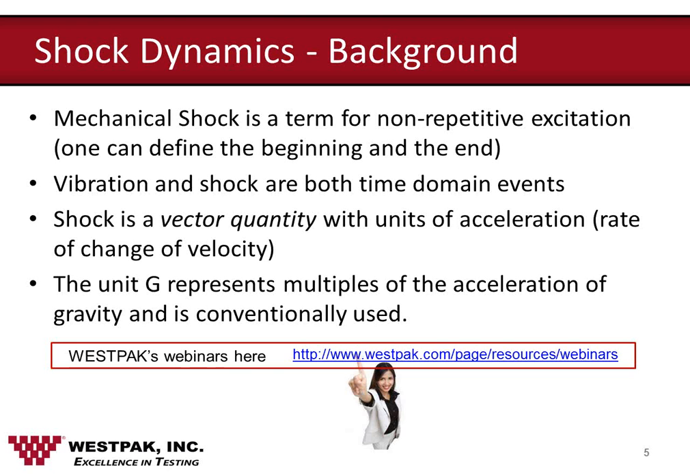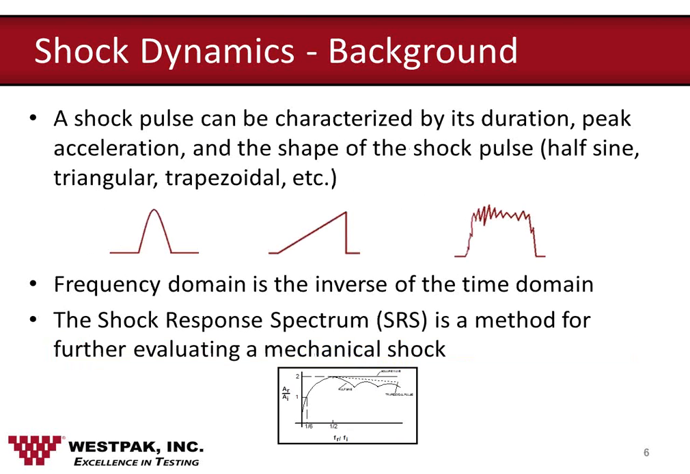The amplitude of any particular shock pulse is normally characterized in terms of uppercase G, which are multiples of the Earth's gravitational constant. In addition to the peak amplitude of a shock input or pulse, we are also interested in the duration of that shock event and the shape of the pulse itself. We normally define the pulse shape as a half sine wave or triangular wave or trapezoidal shape or complex shape or similar. We can also define a shock pulse in the frequency domain as opposed to the time domain.